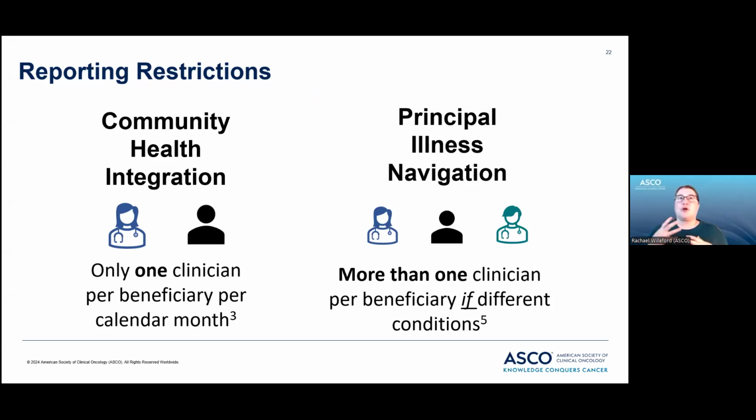These codes were based on the framework laid by the chronic and complex chronic care management and care management codes. So there are similar restrictions for these codes. Community health integration is very similar to chronic care management, in which only one clinician per beneficiary per calendar month is allowed. Principal illness navigation is very similar to principal care management. More than one clinician per beneficiary can report these services. However, they have to involve different conditions for the navigation.